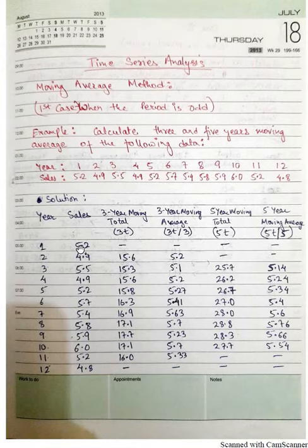And what is the middlemost position here? The middlemost position of these 5 values is this. So we will write the total corresponding to this. So 5.2, 4.9, 5.5, 4.9 plus 5.2 will be 25.7. We write it in the middle here.